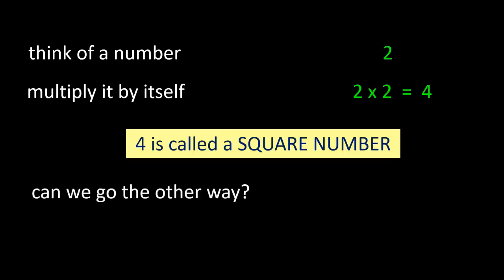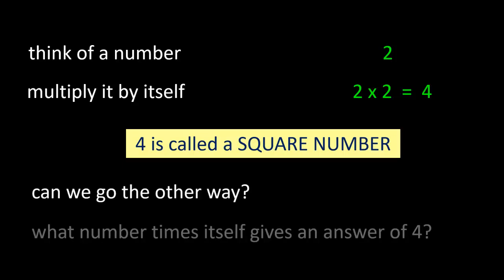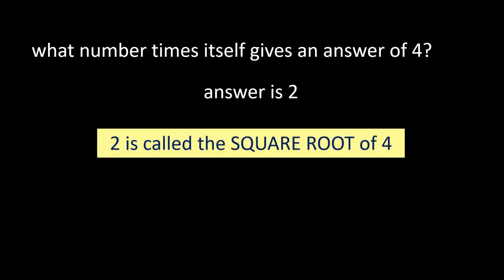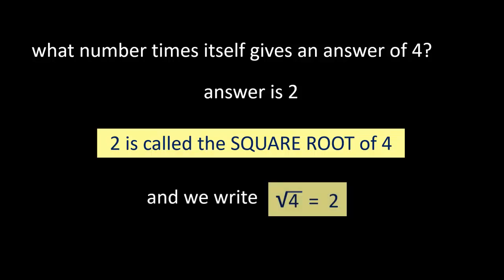Now, can we go the other way? What do we mean by that? Well, we mean, what number multiplied by itself gives an answer of 4? Well, that's got to be 2. Okay. 2 is called the square root of 4. It's the number that if you multiply it by itself, you get 4. So we write square root of 4 equals 2.